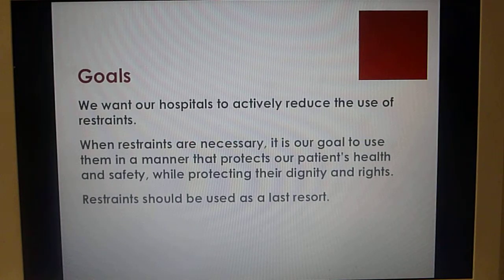The goals are, we want our hospitals to actively reduce the use of restraints. When restraints are necessary, it is our goal to use them in a manner that protects our patients' health and safety while protecting their dignity and rights. Restraints should be used as a last resort.